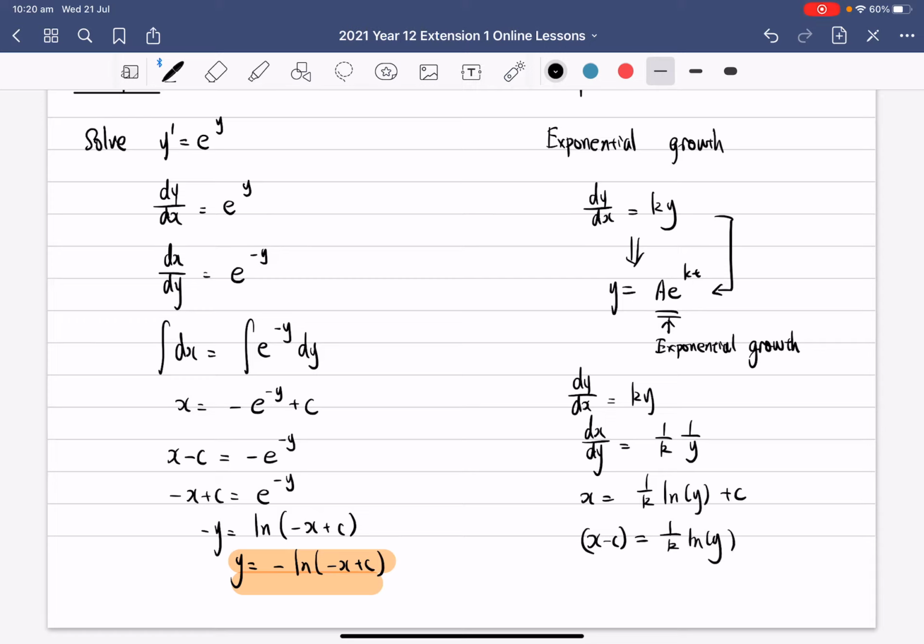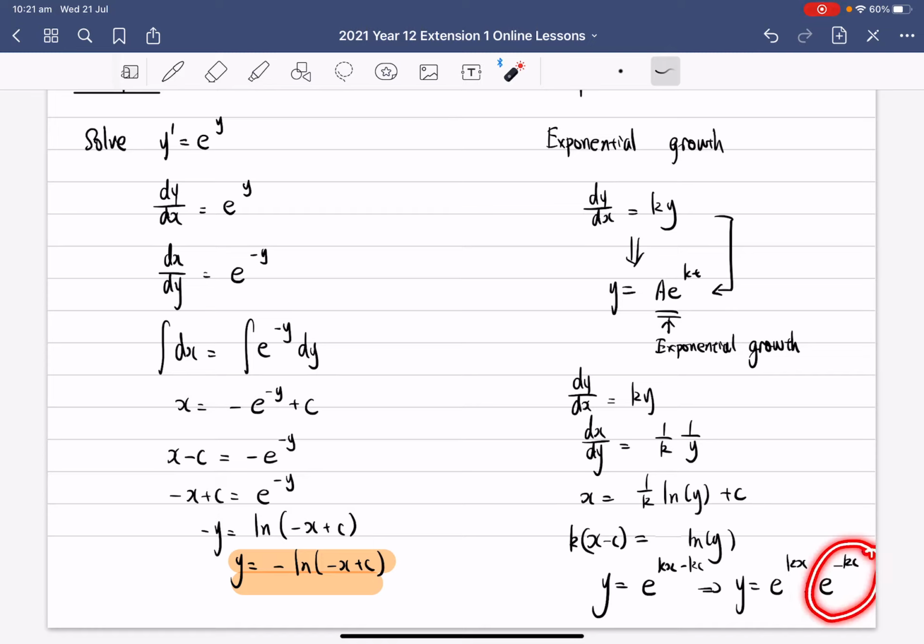Now we can always move the 1 over k to the left hand side. So this is what we're going to do. Move this one to the left hand side, you have a k here. So therefore your y is equal to e to the power of kx minus kc. Now we can further simplify this into e to the power of kx times e to the power of minus kc. Now please remember that e to the power of minus kc is just another constant, which means we don't have to write all of those.